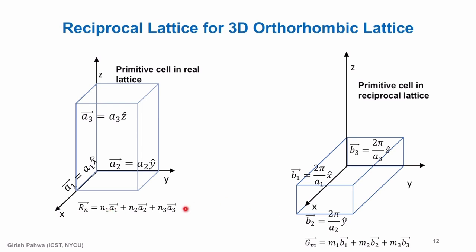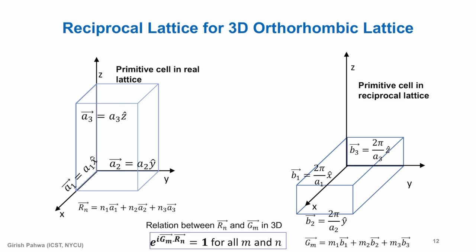And what will be the relationship between them? The same. e to the power i, vector Gm dot product vector Rn must be equal to 1. Or in other words, you can say this is basically 2π times some integer. Vector Gm dot Rn has to be equal to 2π times some integer.